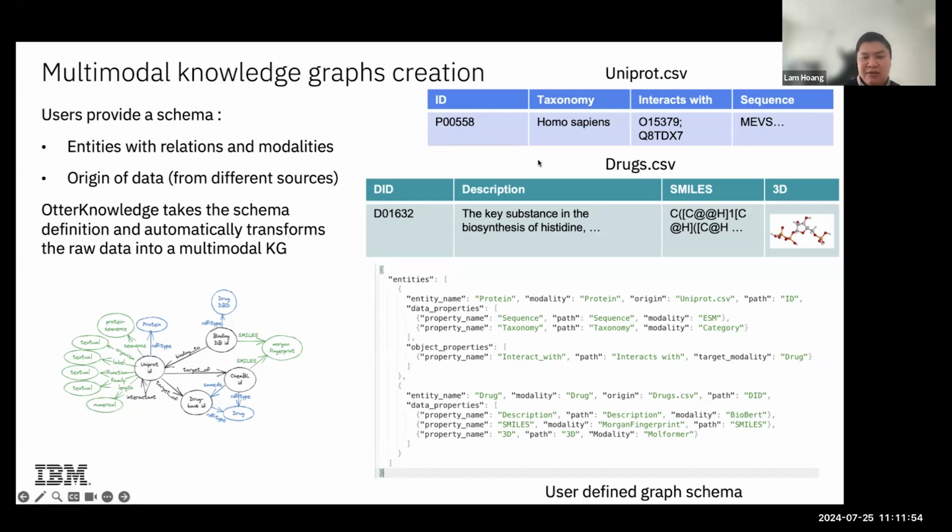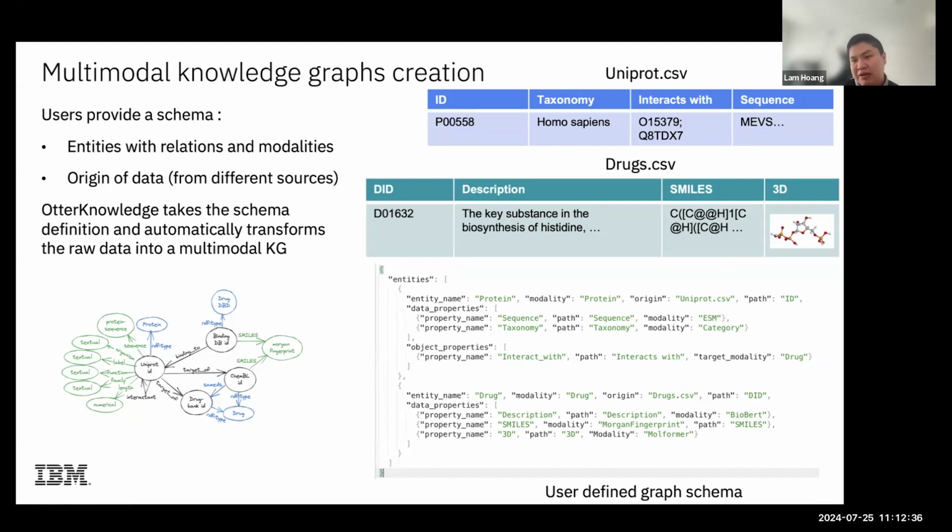In this case, the user defined two different entities. One is the protein, which comes from the first table, and the second one is the drug, which comes from the second table, with associated data properties. For example, protein has some taxonomy information. It may have an interact relation with the other entity, drug, in the other table, and it may have some sequence information. For drug, we have some textual description, some SMILES information, and some 3D representation. So with a simple schema definition like this, we can define the graph.